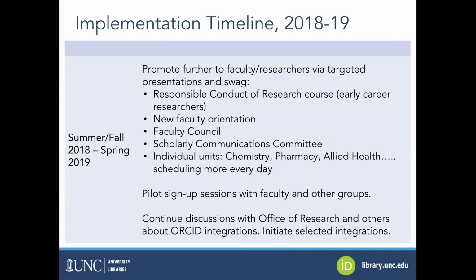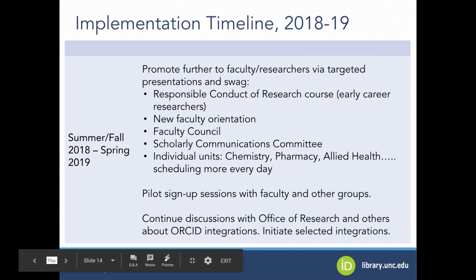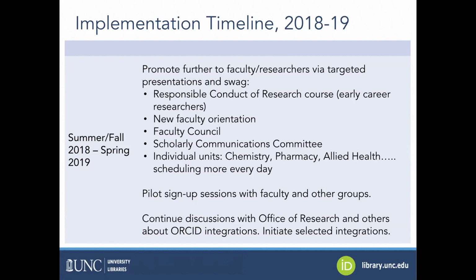This summer and fall, we've ramped up our outreach efforts to researchers, and so far this includes integrating ORCID information and a hands-on sign-up session into our Responsible Conduct of Research course for early stage researchers. That went really well. We added information about ORCID at UNC into new faculty orientation sessions conducted by librarians this fall. We're coordinating with the Scholarly Communications Committee and thinking about events for the fall semester and how to integrate ORCID into those. And we're scheduling with individual departments and schools to make brief presentations at faculty meetings.